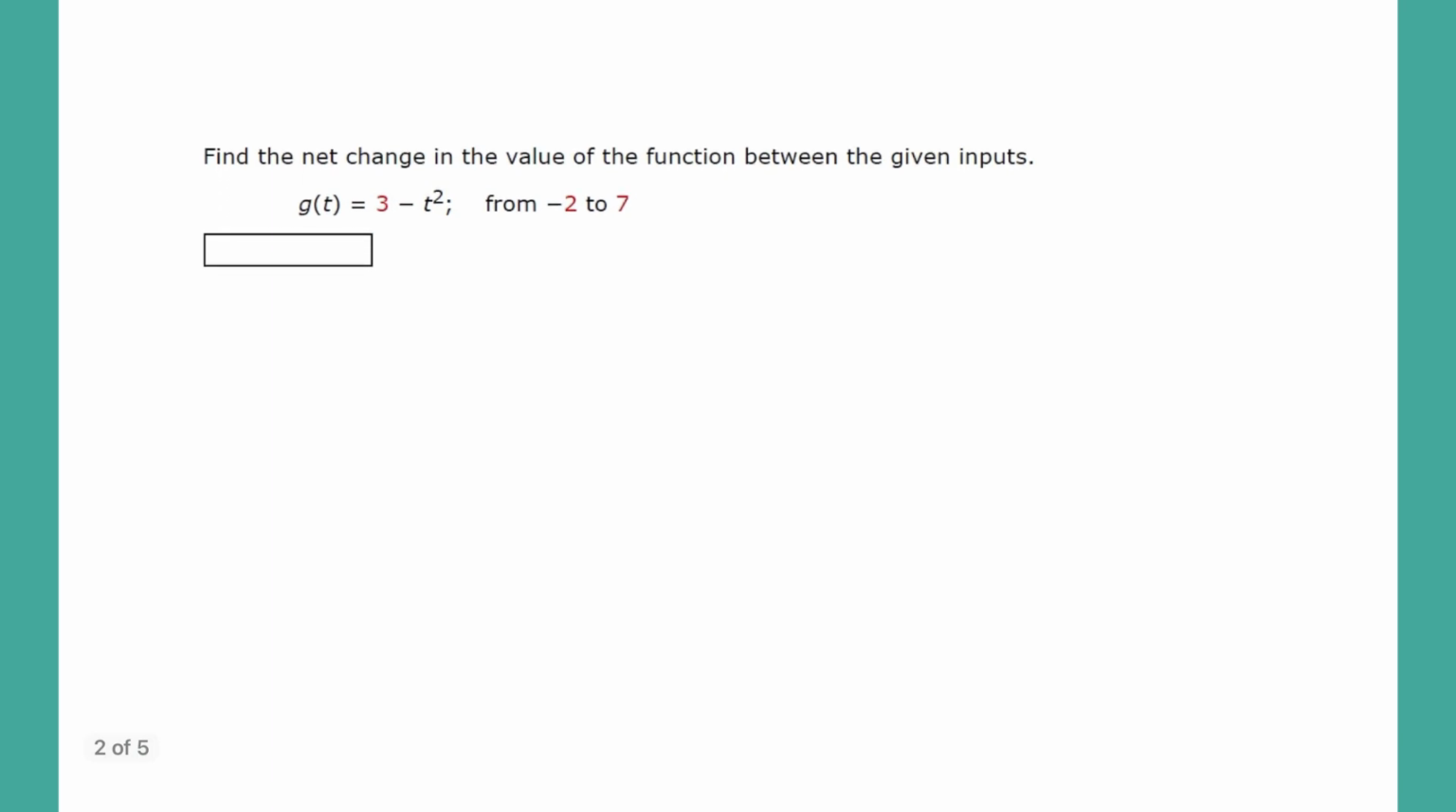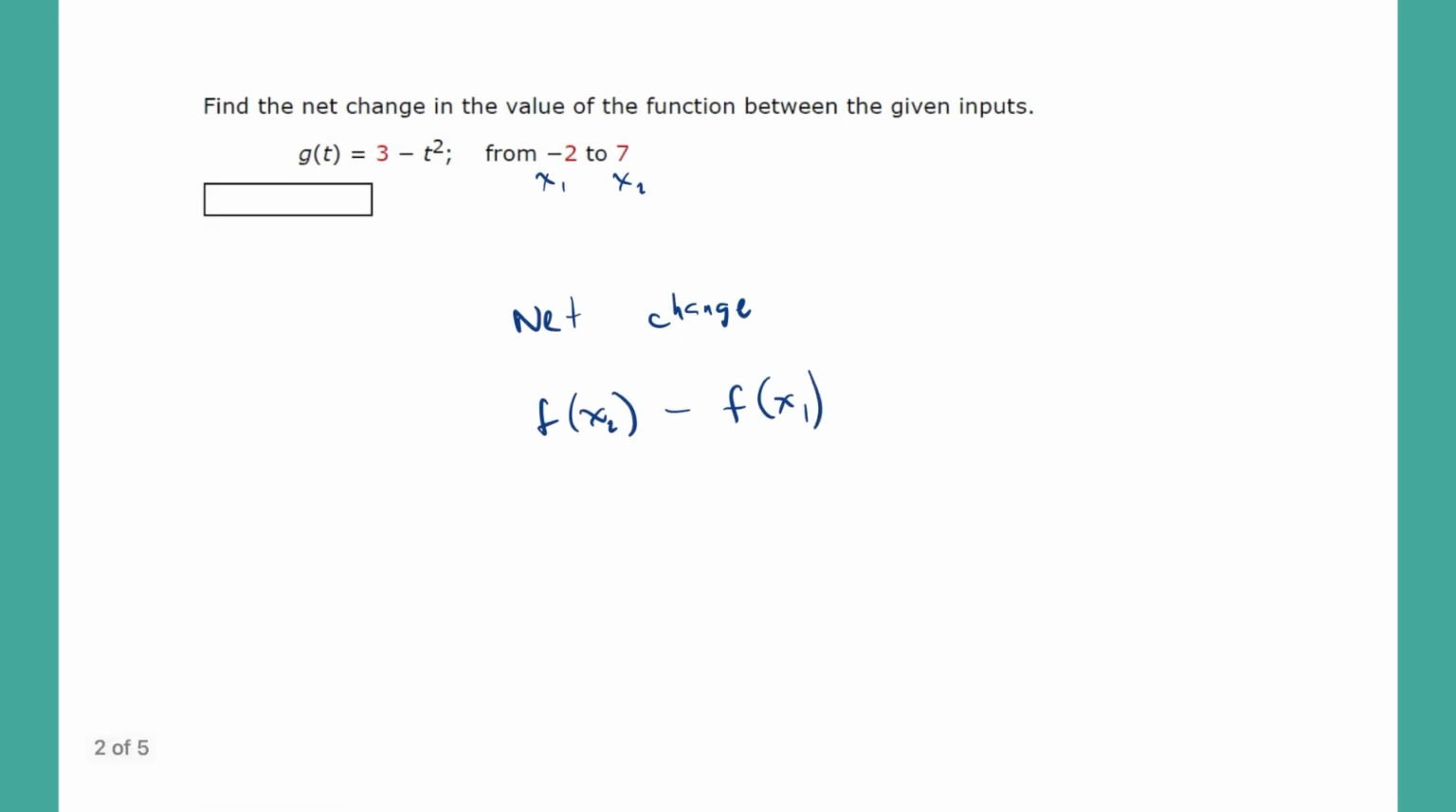Here they want us to find the net change in the value of the function between the given inputs. So this is your input 1, input 2. So think of this as x1, x2. To find the net change, you would want to find f of x2 minus f of x1. All right, so in the first case, here they kind of label it differently. It's g of t. So just think of this as g of t2 minus g of t1.